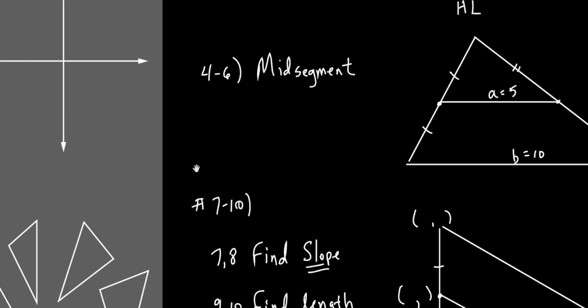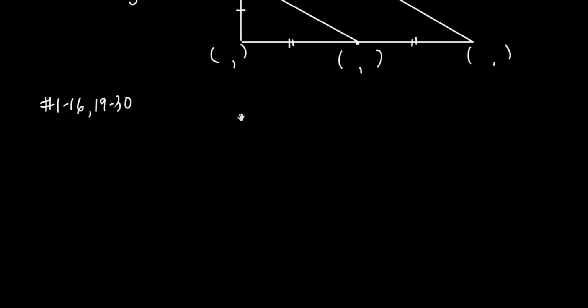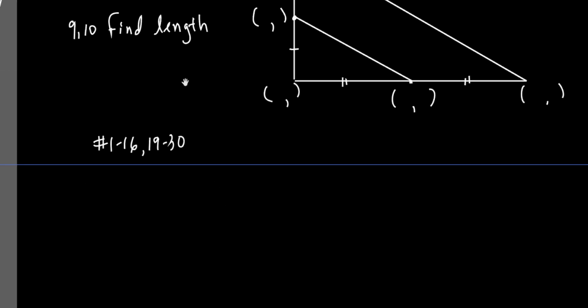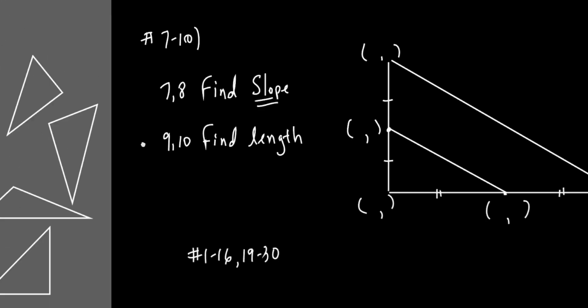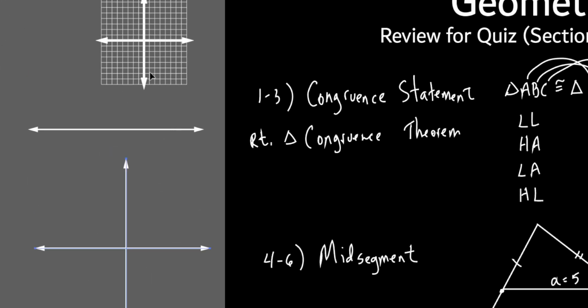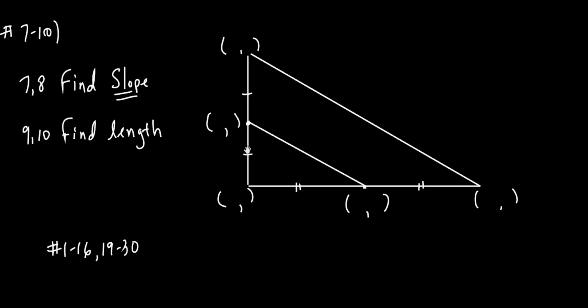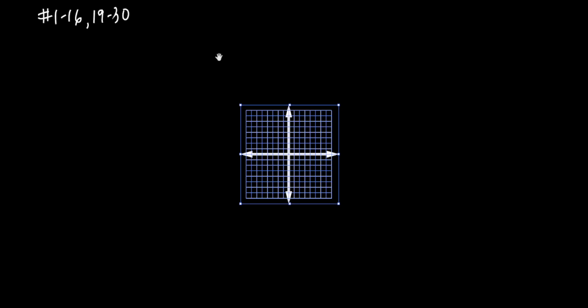Let me grab a little graph thing here. Tell you what, I'm going to grab this one right here. It's a little more accurate. There we go. All right. So this is number 25, 26, and 27.